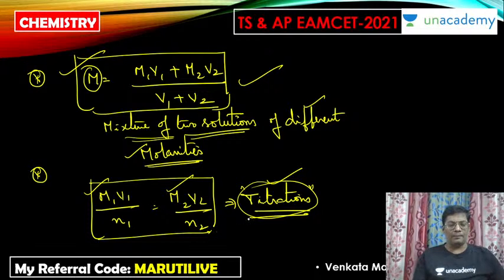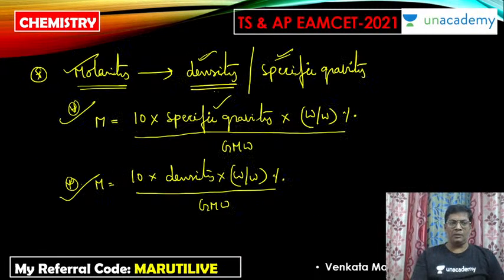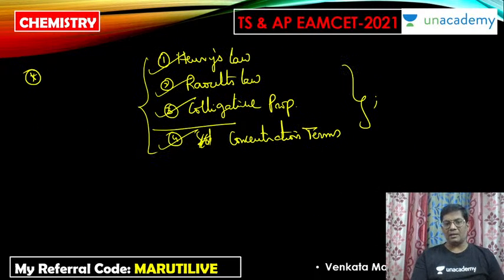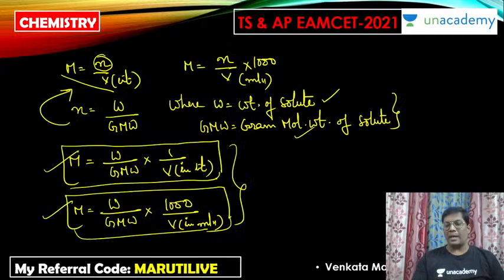That's all. So up to this, our today's session is completed, and in the next session we will complete the normality chapter. This is all about the molarity concept. How can you calculate the molarity? What are the important formulas to calculate the molarity? What is the definition of molarity?